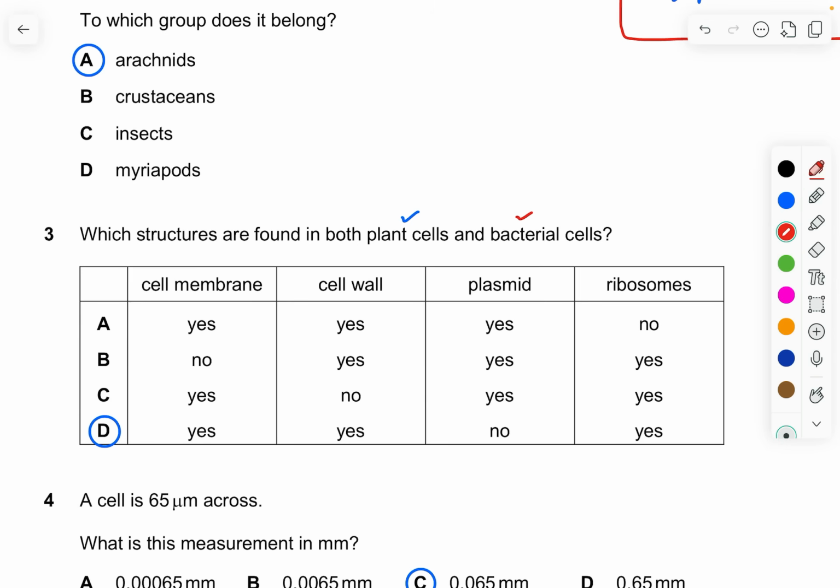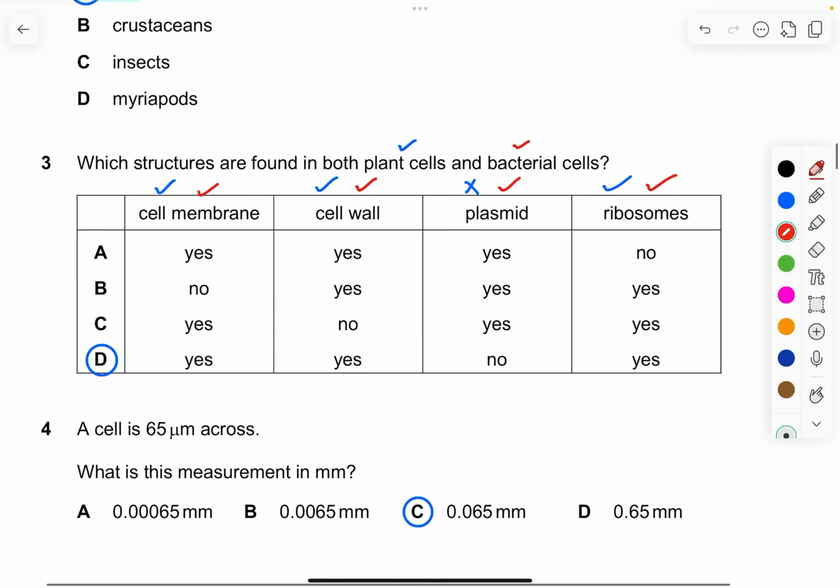So, do plant cells have a cell membrane? Yes, they do. Do they have a cell wall? Yes. Do they have a plasmid? Not really. Do they have ribosomes? Yes. Now, let's look at bacterial cells. Do they have a cell membrane? Yes. A cell wall? Also yes. Plasmid? Yes, they do. And ribosome? Yes. So the answer is yes, yes, no, yes. So the answer is D.